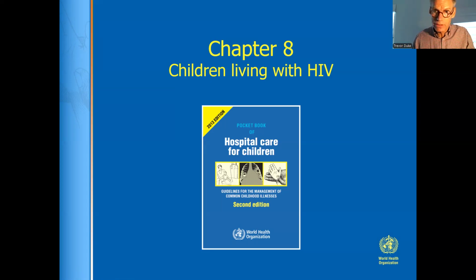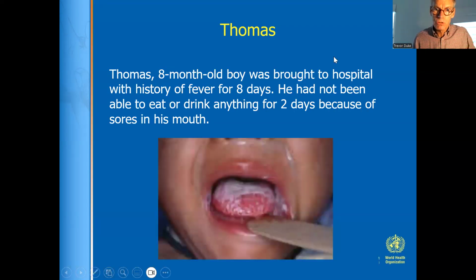As I said, they're all based on a case, and the case today is a child named Thomas. Thomas was an 8-month-old boy who was brought to hospital with a history of fever for 8 days. He'd not been able to eat or drink anything for 2 days prior, due to the sores in his mouth. And in fact, his feeding had been poor for about 3 weeks, as we learnt later. You can see the white plaques on his tongue and on his lips, and he had that extensively throughout his mucous membranes. I haven't shown you the rest of Thomas for reasons that are obvious later on.